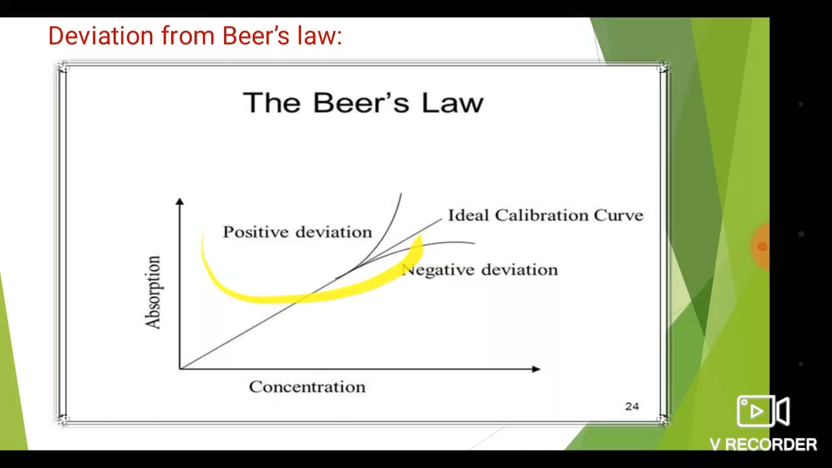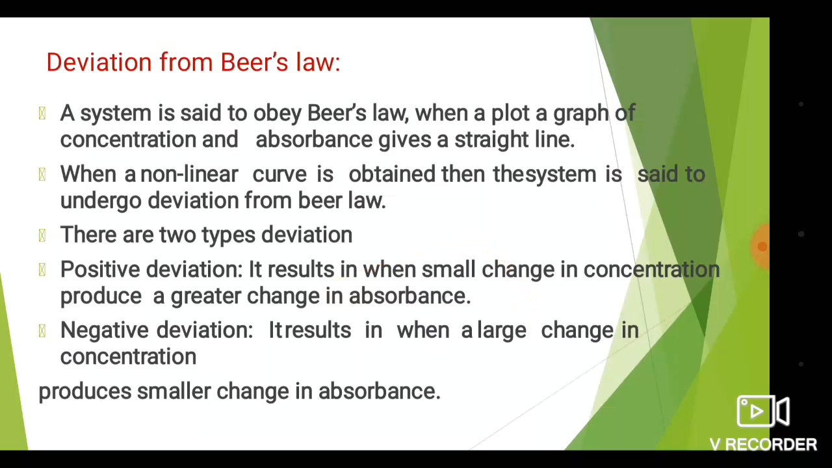See here the positive and negative deviations shown when we plot the graph of absorbance versus concentration. We get the ideal calibration curve if the solution obeys Beer's law, and if the solution does not obey Beer's law, we get this type of deviation, that is, positive deviation and negative deviation. A system is said to obey Beer's law when a plot of concentration and absorbance gives a straight line.